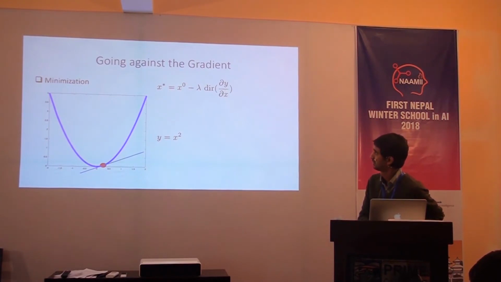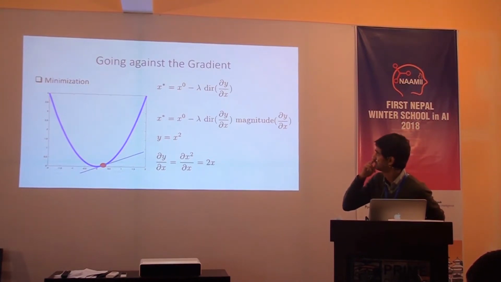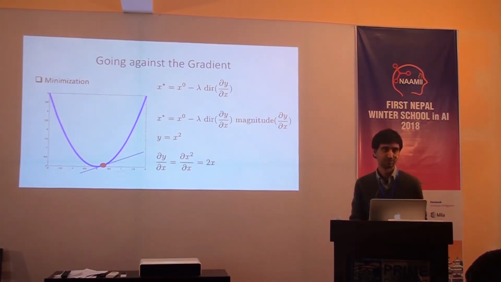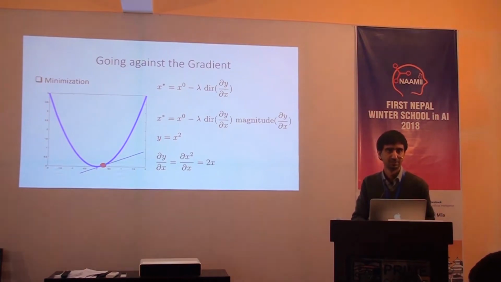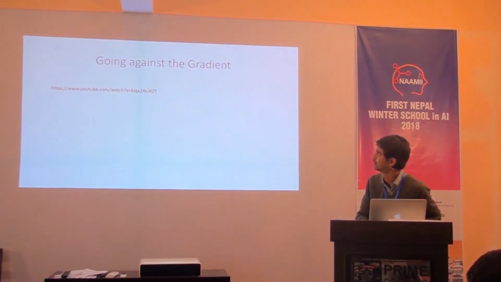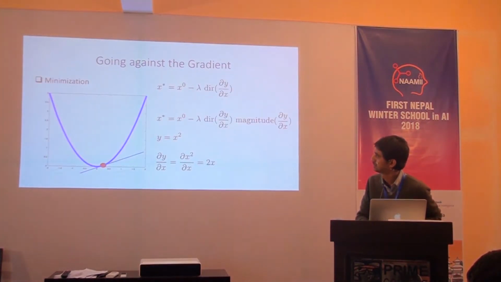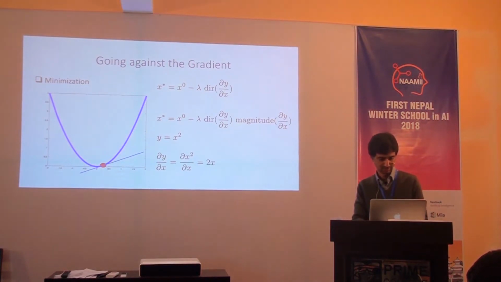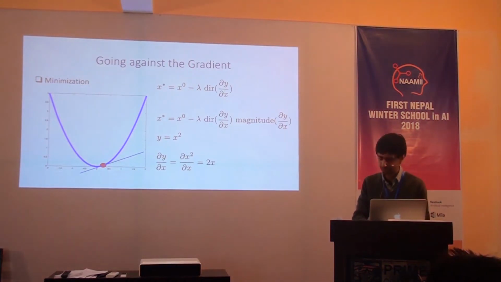So this is the same thing. Here the function is y equal to x squared, and you have this derivative. So what is the direction, dy by dx, times magnitude? And this is just a gradient, right? The direction, we don't need to. So let's look at this video.